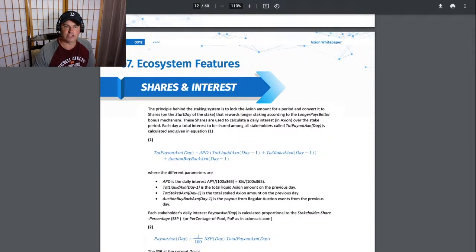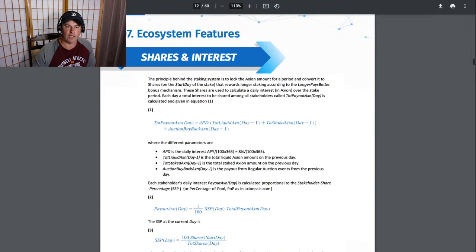Ecosystem features, shares and interest. All right, so the principle behind the staking system is to lock an Axion amount for a period and convert it to shares on the start date of the stake. That rewards longer staking according to the longer pays better bonus mechanism. These shares are used to calculate a daily interest in Axion over the stake period. Each day, a total interest to be shared among all stakers, called the payout Axion, is calculated in the given equation.